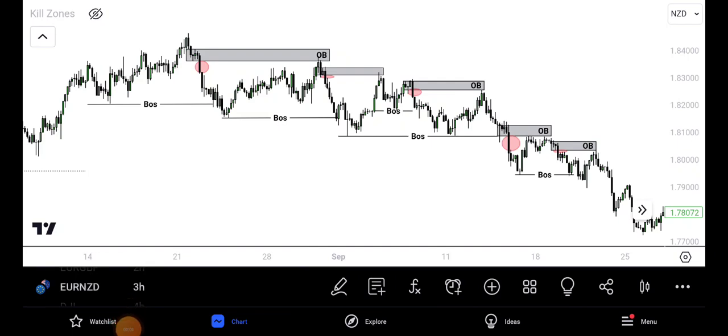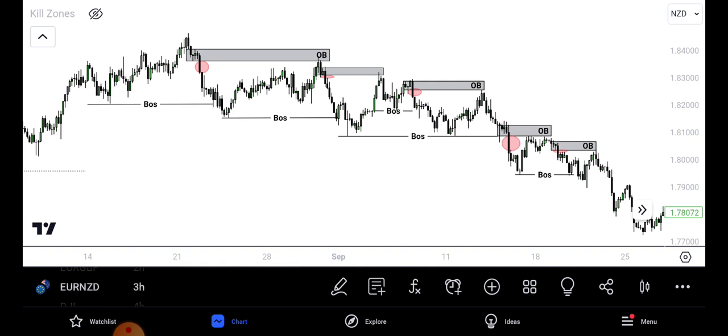Welcome back, guys, to module 6. In this module, I'll be showing you how to make use of all the elements that I stated from module 1 to module 5, to get a high quality trade setup.